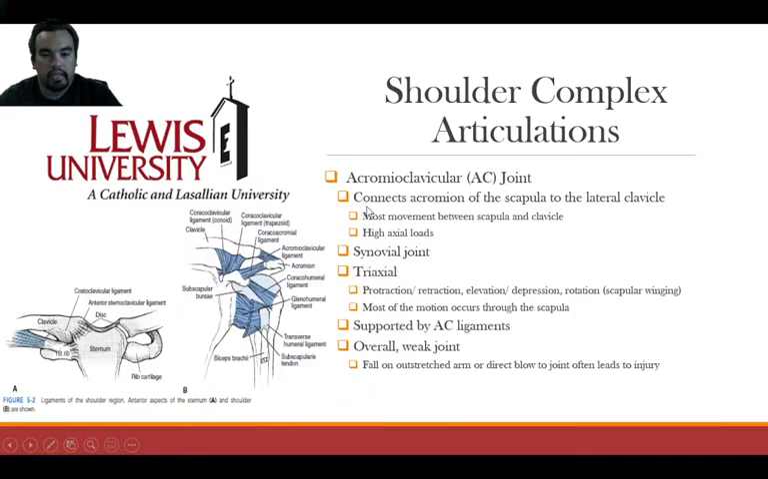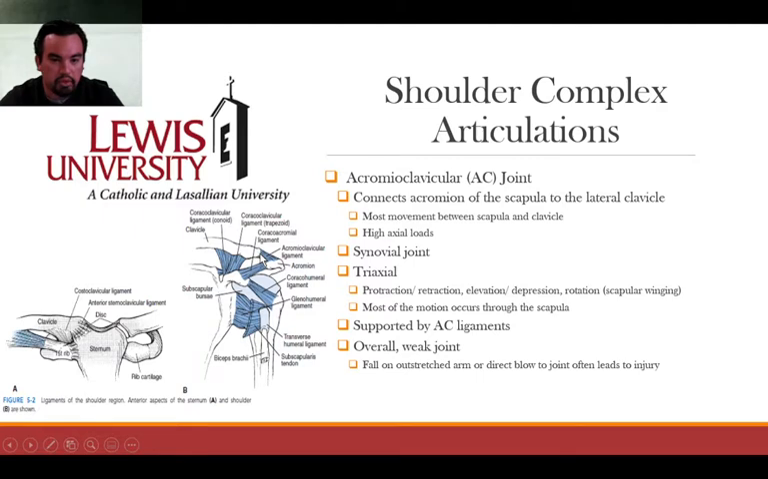Then we move on to the AC joint. If you look at the AC joint over here on the left, you see that it's mainly supported through ligaments, especially this acromioclavicular ligament and this coracoacromial ligament. And those kind of help keep that onto the coracoid and the acromion, and then the clavicle and the acromion. This acromioclavicular ligament really supports this joint here the most and keeps it within contact.